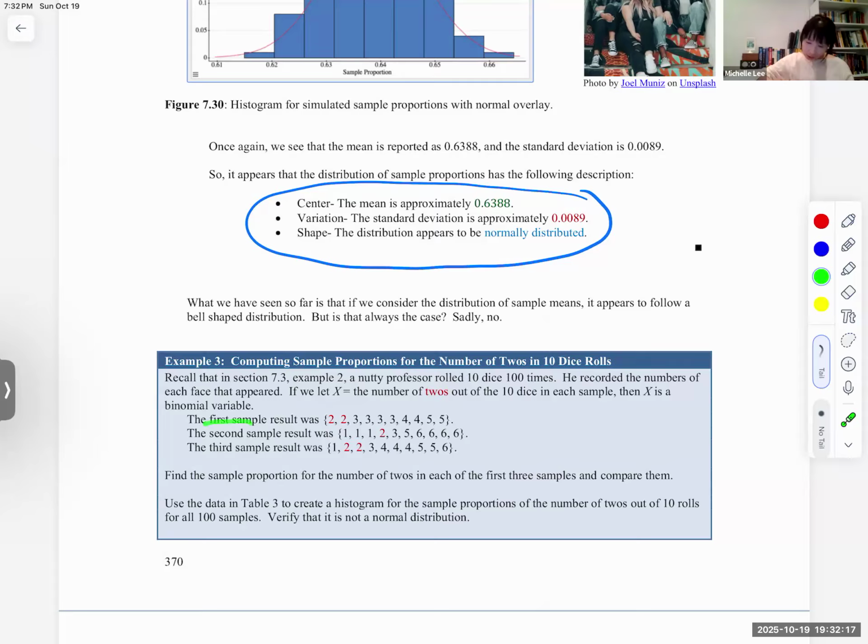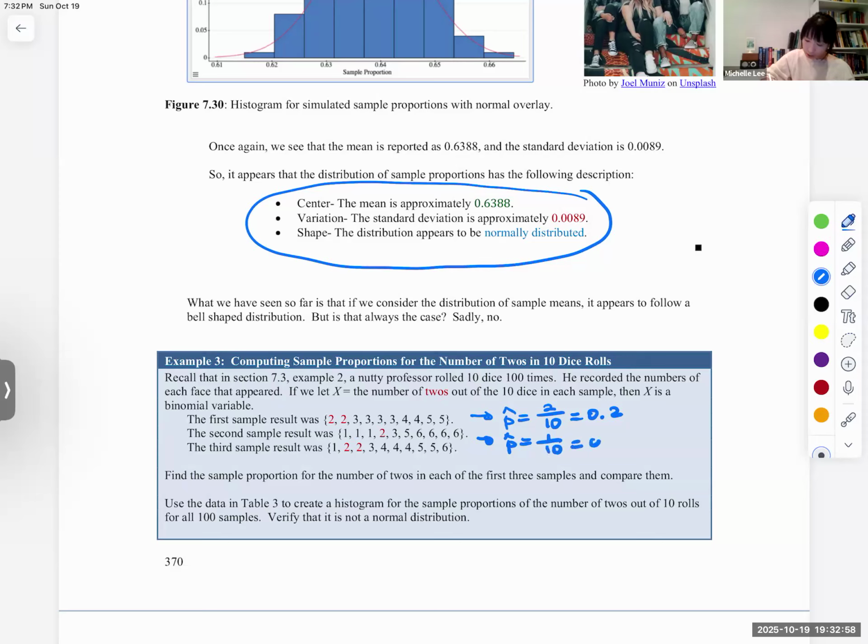Okay, so the first one, second one, third one. Yeah. So for the first one, how many twos? Two. So p hat will be the number of successes, and in this case 2 is a success, right? So there will be 2 twos out of a sample size of 10, so it's 0.2. How about this one? p hat will equal how many twos? 1, 2, right? So 1 out of 10, which is 0.1.